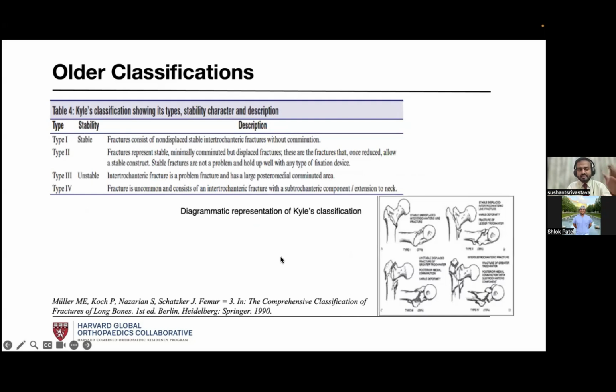Then we had Kyle's classification. Kyle directly divided type 1 and 2 as stable fractures and type 3 and 4 as unstable fractures. Type 1 and 2 are stable fractures: non-displaced stable intertrochanteric fractures without comminution, and fractures representing stable, minimally comminuted but displaced fractures. Type 3 and 4 were unstable fractures, wherein there was a large posteromedial comminution in the area in type 3. And type 4 fracture was uncommon and it consisted of a subtrochanteric component.